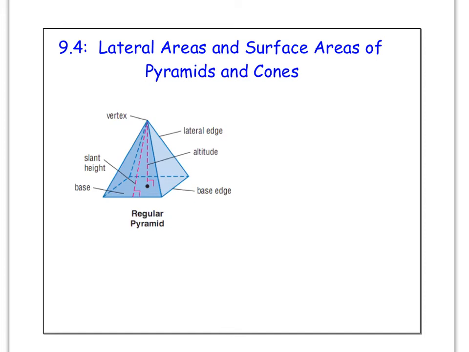Today we are going to cover Unit 9, Lesson 4, Lateral Areas and Surface Areas of Pyramids and Cones. Right here in front of you, you can see we have a square pyramid. In fact, this is a right square pyramid because I can see that this has a right angle at the bottom, which means it's standing upright.